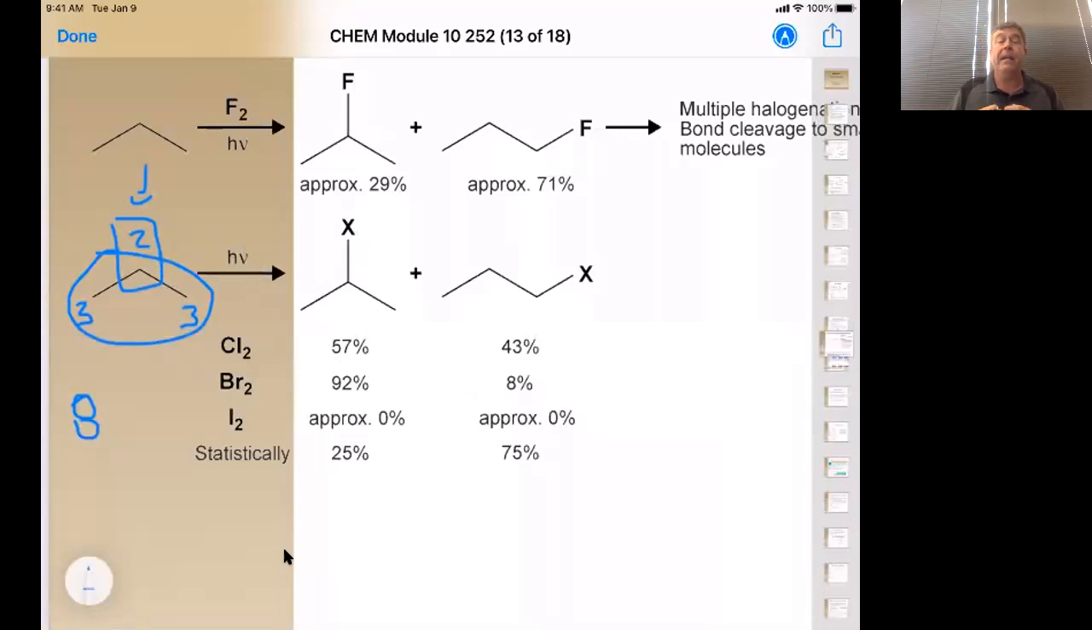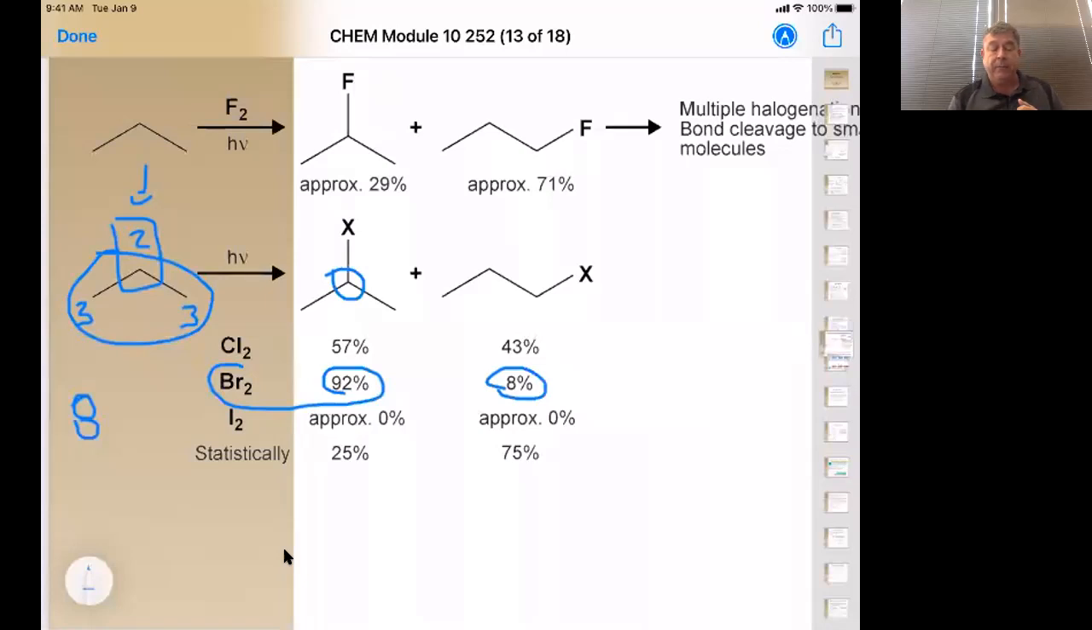And so we're waiting for the more stable, thermodynamically stable radical to form, okay? We see that when we have bromine here. We actually get greater than statistical amounts of the secondary because of its reactivity. It waits for the more thermodynamic product and we get more of the secondary substitution.